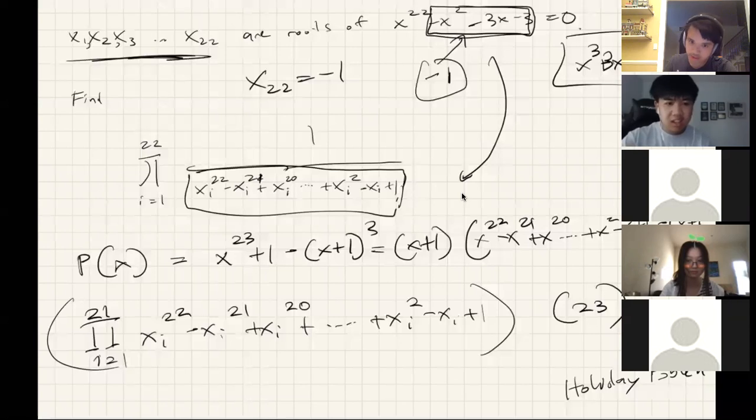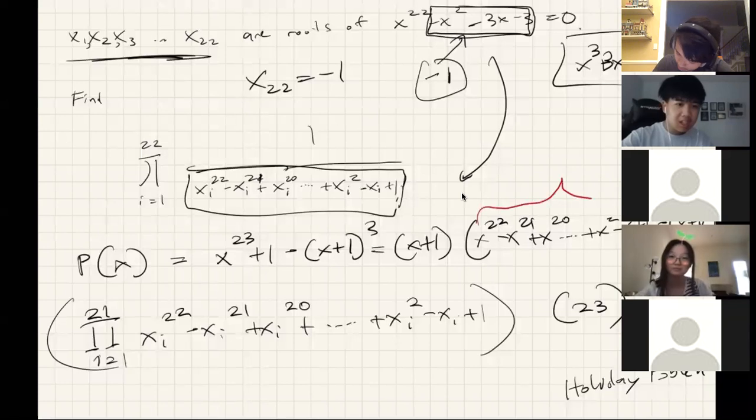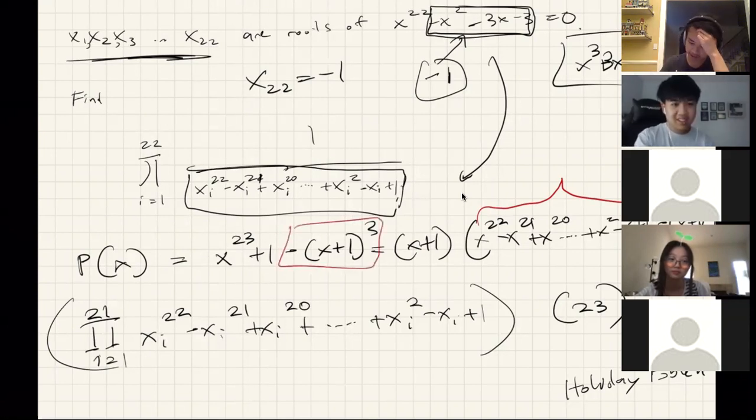We can essentially rewrite it like this. I'll leave it to you to verify this part. We basically have this part, which multiplies with x plus 1 to create x to the power of 23 plus 1. And then we have this part that corresponds with the negative x plus 1 to the power of 3.